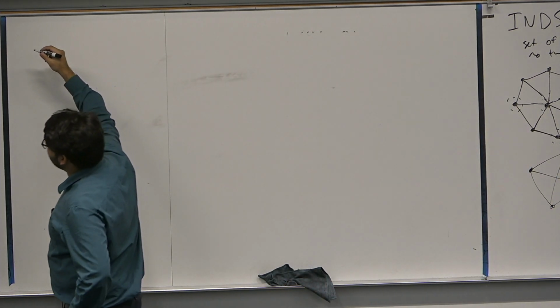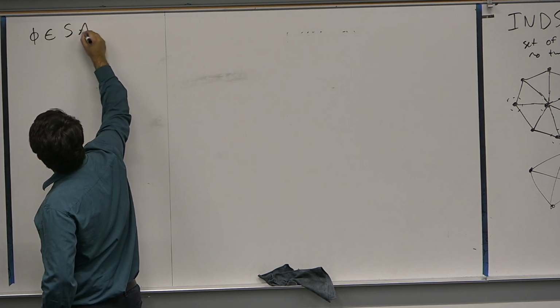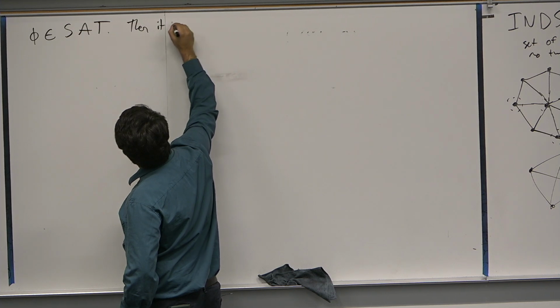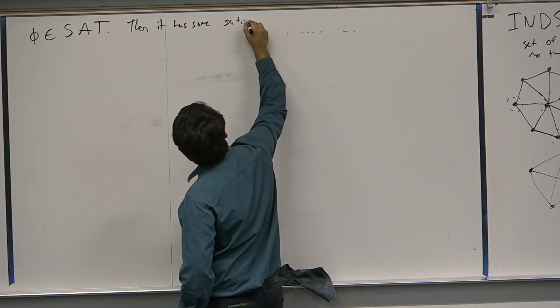Let's prove the reduction. Let phi be an element of SAT. Then it has some satisfying assignment.